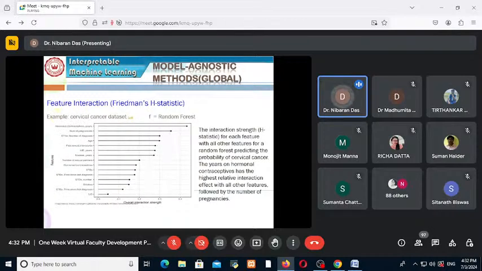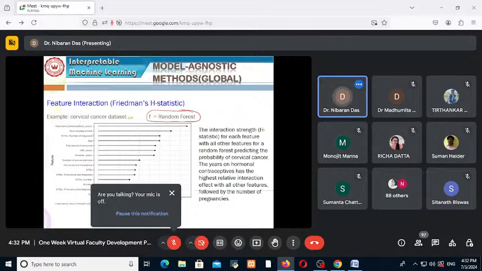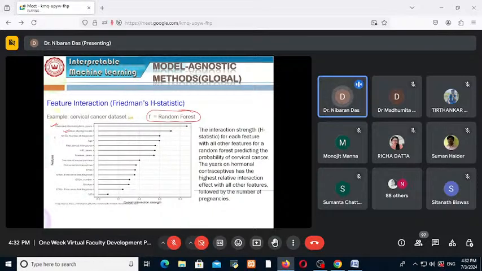So, feature interaction, Friedman's H-statistic. If there is a random forest, it has been noticed that the overall interaction strength, this is the individual interaction strength: hormonal contraceptive years, number of pregnancies, sexually transmitted disease, number of diagnoses, age at first sexual intercourse, IUD years, smoke years, number of sexual partners. These are varied, right? Now they are for individuals.